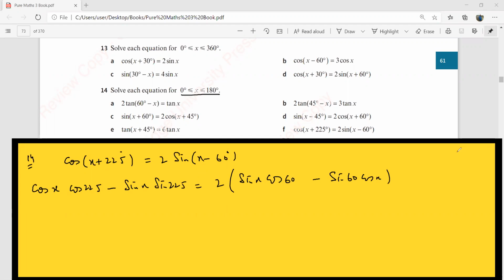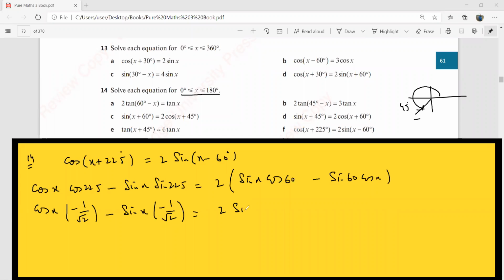Cos 225 is basically, 225 is here, so the basic angle is 45, and here your cos is negative. So cos 225 is going to be minus 1 over root 2. And sin 225 is also the same, so minus sin x times minus 1 over root 2. This is 2. Cos 60 is half. This is 2 sin x times half.